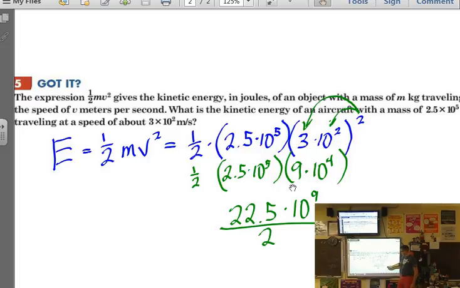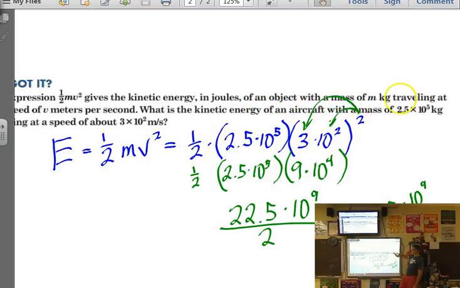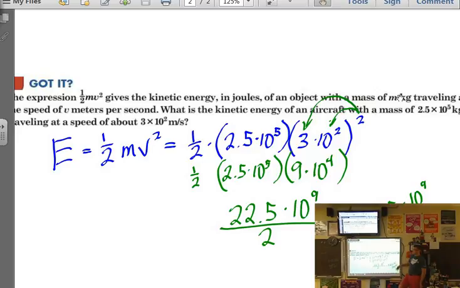all over 2. Do we end up with 11.25 times 10 to the 9th joules? That's not scientific notation. Does it ask for scientific notation? It doesn't specifically ask for it, so we don't have to. Now we could, which would be 1.125 times 10 to the 10th, because I move my decimal left, my power goes up.